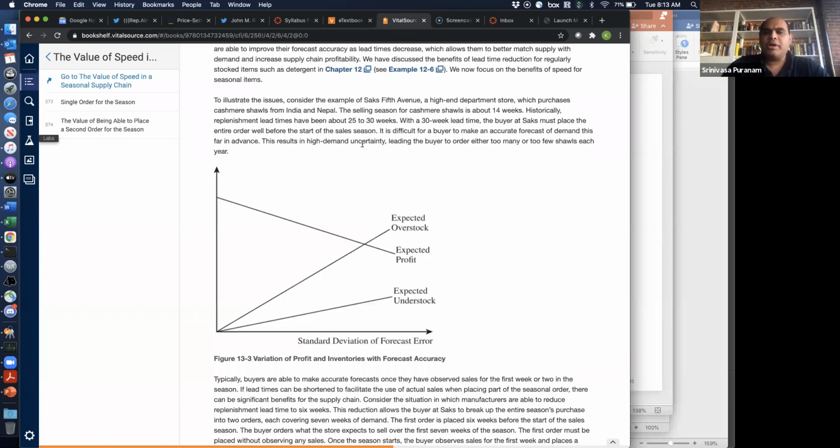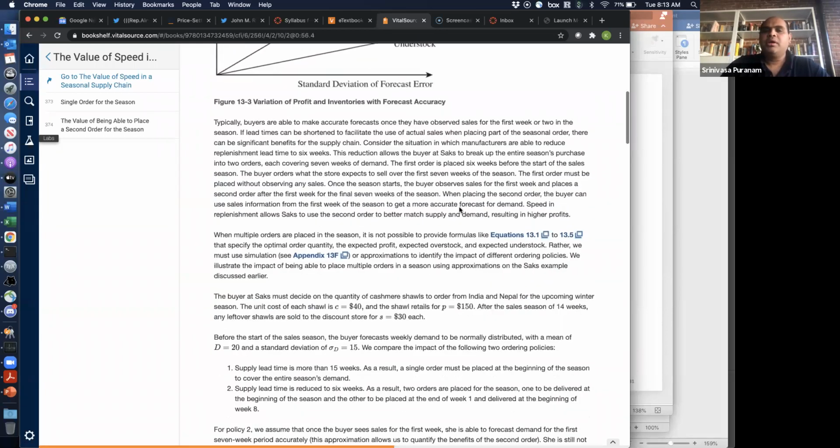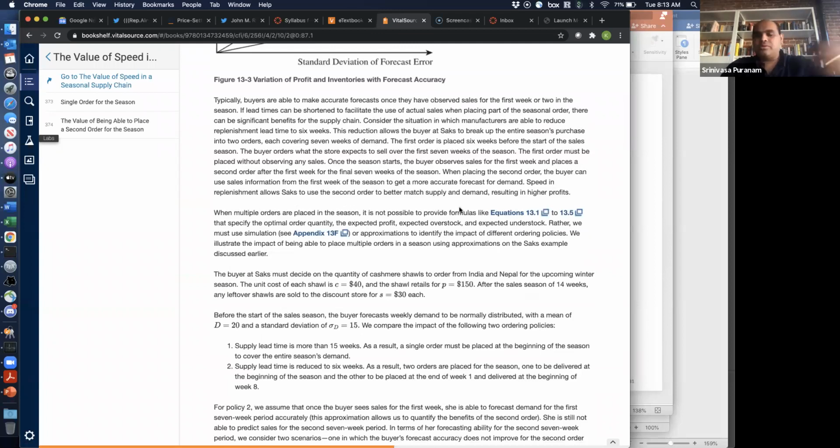There are a lot of reasons why there might be variability in demand, and there might be a competing product or something else going on. So you never know. This results in high demand uncertainty, leading the buyer to order either too many or too few shawls each year. That's always going to happen. But you don't want it to be way too much or way too little.